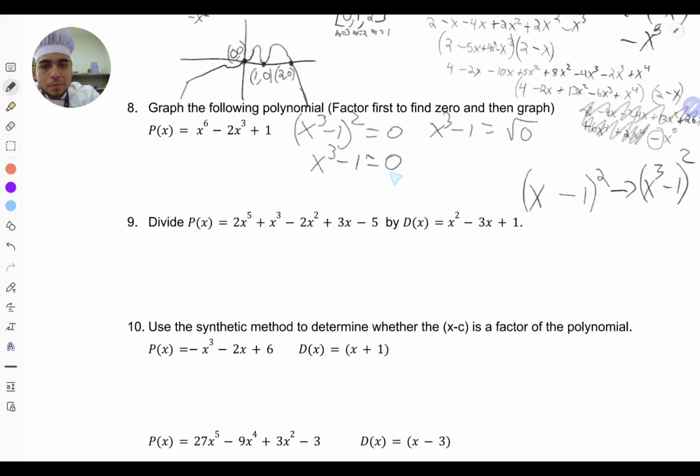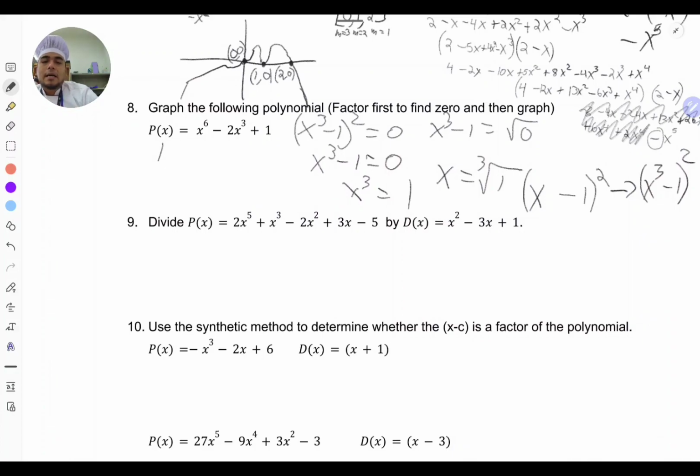And now we're left with x cubed minus 1 equals 0, and so that means that x cubed must be equal to positive 1, which means that x must be equal to the cube root of 1. Okay? The cube root of 1. Which, of course, in the end is just 1, right? So, with that being said, we can find out that this zero right here is 1. So there's a zero at 1.